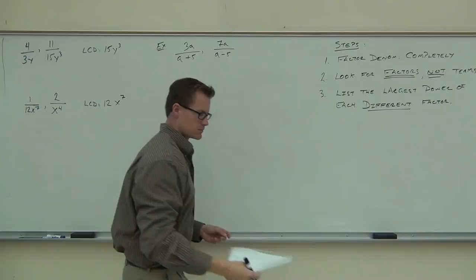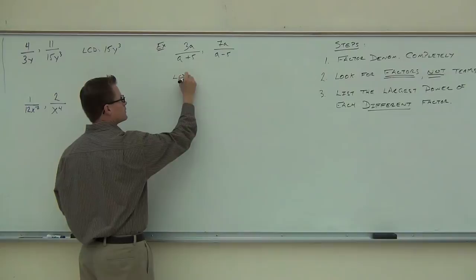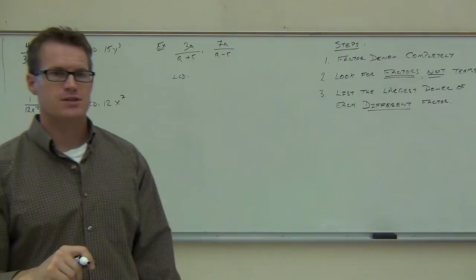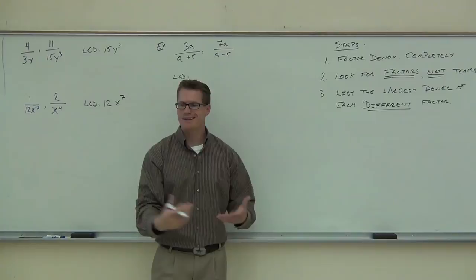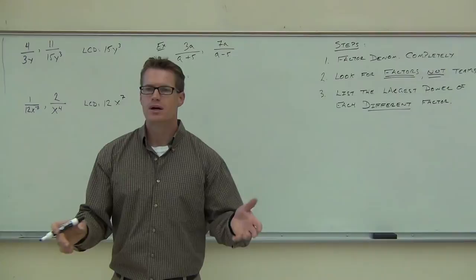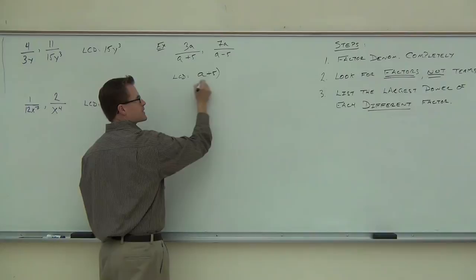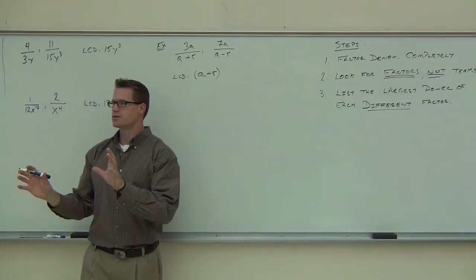Okay, let's try it. Do I have any factors that are the same up there? A plus 5, A minus 5. Any factors that are the same? Yeah, you shake your heads. No, I have terms that are the same. That doesn't count. Don't care about terms. I want factors. So what I'm going to do is look for the different factors and just list them. Tell me one factor I have up here. A plus 5. Okay, that's got to be there, only to the first power. What's the other factor here? A minus 5. I have to have that one also. That's also to the first power.